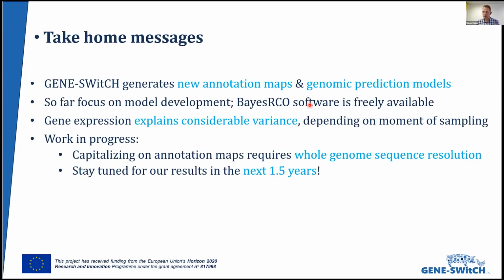So the take-home messages: GeneSwitch generates new annotation maps and genomic prediction models to make best use of this new annotation information. So far, we've been focusing mostly on model development, and as a result, this BayesRCO package is now freely available on GitHub. Our results show that individual level gene expression explains a considerable variance, yet this depends on the moment of sampling. So the closer you get your gene expression to the moment where you want to predict your phenotype, the better it is.